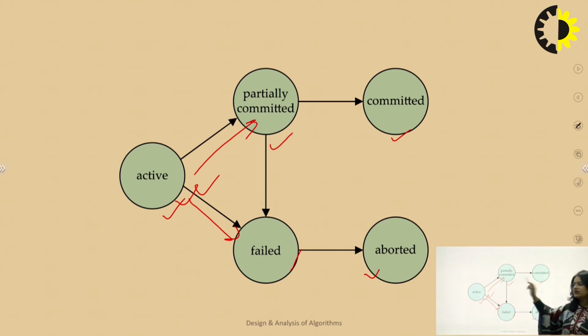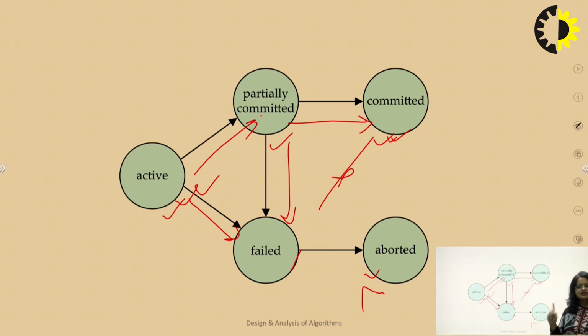What happens when the active transaction goes into partially committed? There are two chances. Either it can commit the transaction, saving to the database so the database is updated, or before the update of the database, it can fail. But when it is committed, there is no chance of failure. When a transaction has saved the updated value into the database, then there is no chance of fail.